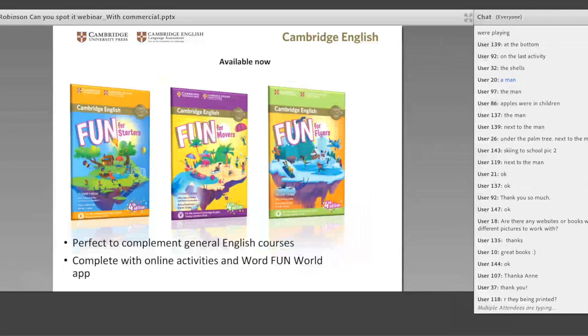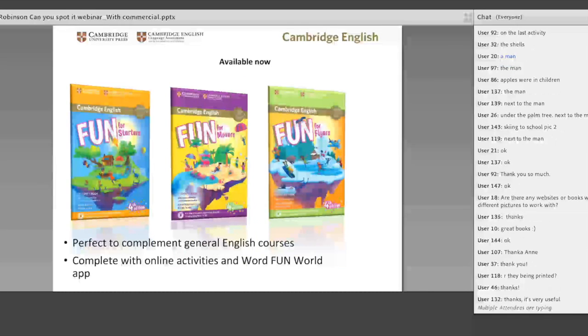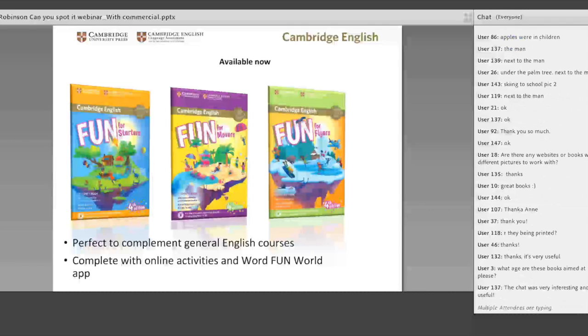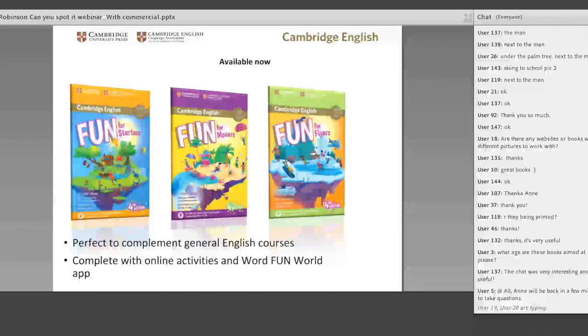And then we have Fun for Starters, Movers and Flyers, 4th edition. And of course, Anne Robinson is a co-author of this popular series. These 3 books work really well alongside a general English course, and they come with online activities for students and a fun vocabulary app.